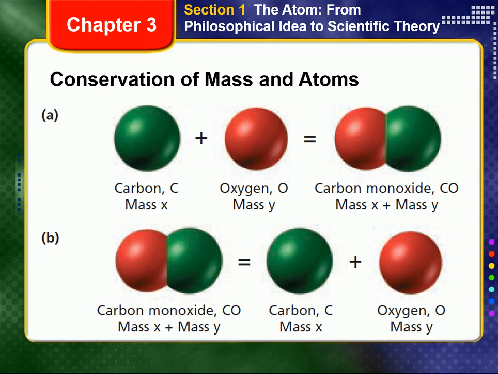For the formation of carbon monoxide from carbon and oxygen, shown in A, an atom of carbon, C, and an atom of oxygen, O, can combine chemically to form a molecule of carbon monoxide, CO. The mass of the CO molecule is equal to the mass of the carbon atom plus the mass of the oxygen atom. In B, the reverse holds true in a reaction in which a carbon monoxide molecule is broken down into its constituent elements.